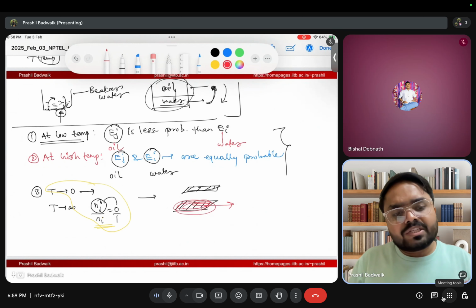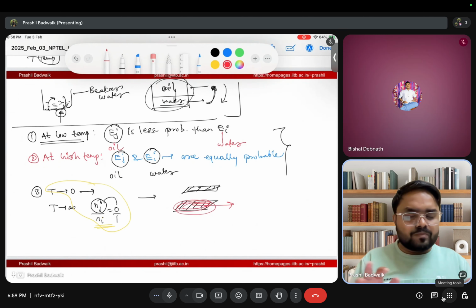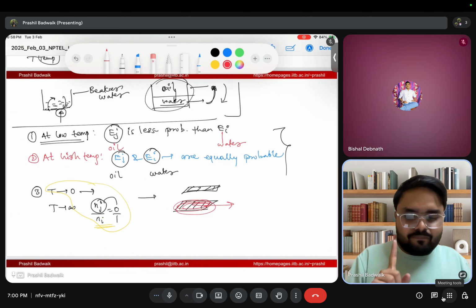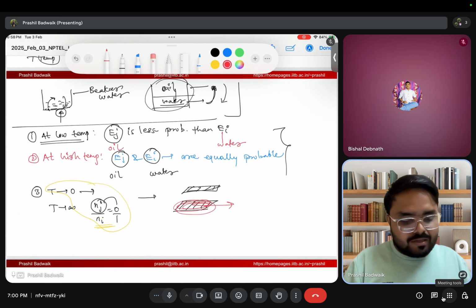So if there is no exchange happening, all the molecules will stay at their own location, they will not move. If they will not move, that means there is only one way in which I can distribute the energy into the system, right?